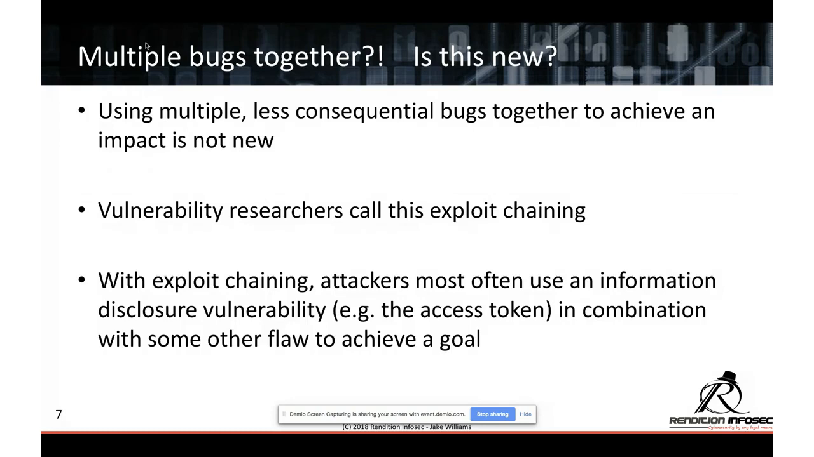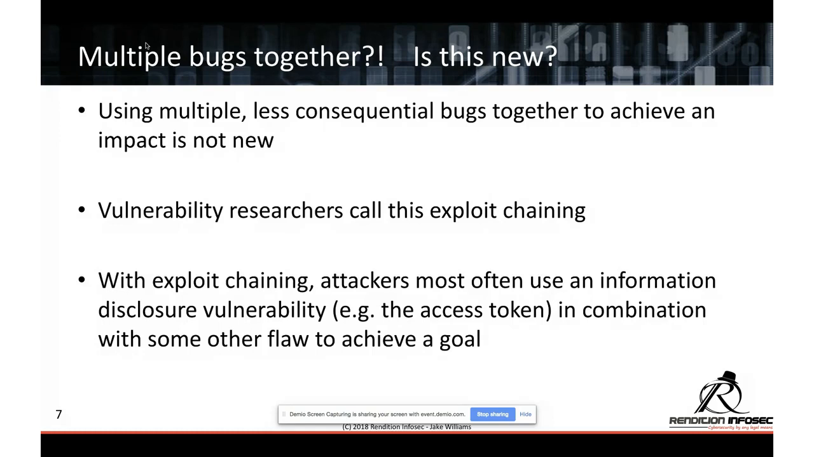Is this like APT, super APT, cyber badness, right? No, it turns out that using multiple less consequential bugs together is not new. We call this exploit chaining in vulnerability research. And in many cases, or most cases actually, we're using some type of information disclosure vulnerability in combination with some other flaw to achieve a goal. Turns out that the access token that was being echoed back in the HTML with the video uploader, you could consider that an information disclosure, and then maybe the use of it being an auth bypass. Although these particular bugs aren't very clean, except for the fact that the access token was too privileged, right? So we would call that basically an overprivileged asset.